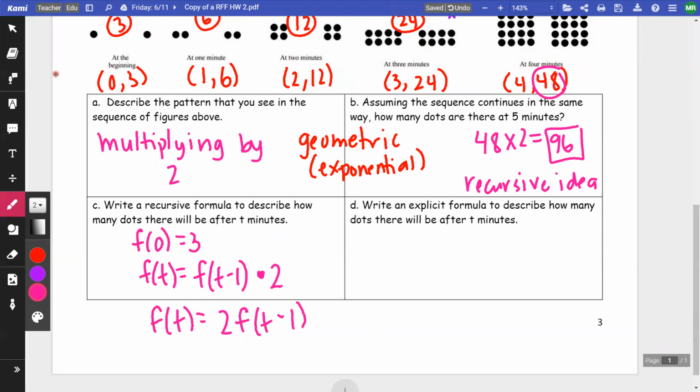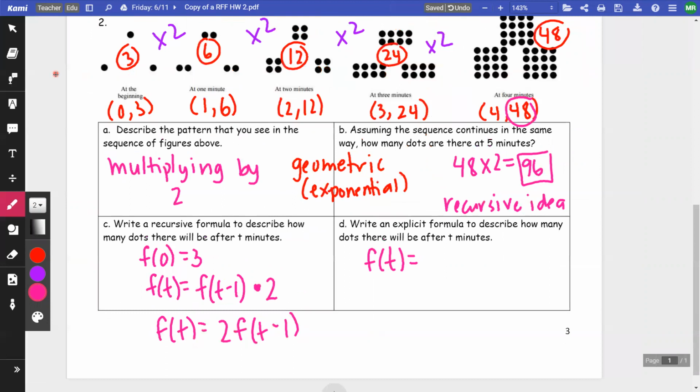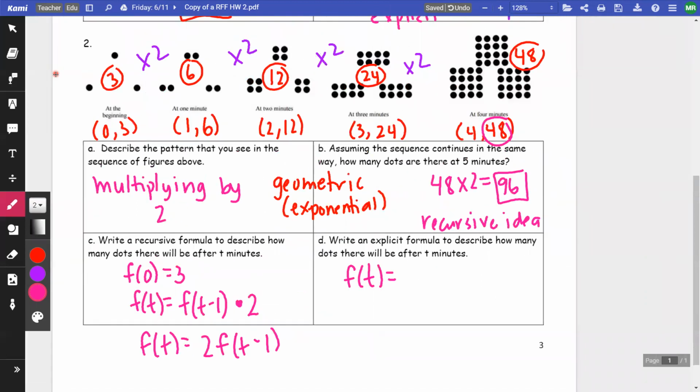Write an explicit formula. So explicit formula. I don't need to say f of 0 because I will have everything in my equation. So I'm going to go f of t is equal to, and if I know my 0, start with your 0. So I'm going to start with my 0, which is 3. What am I doing? I'm timesing by 2 and then to the power t.